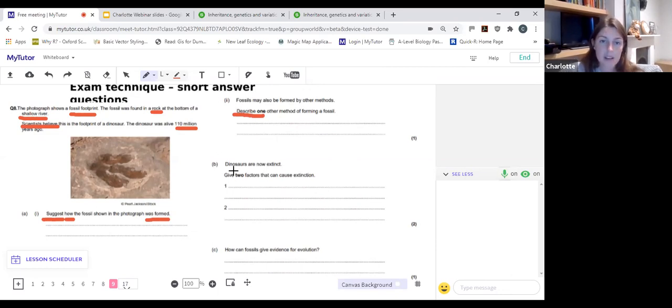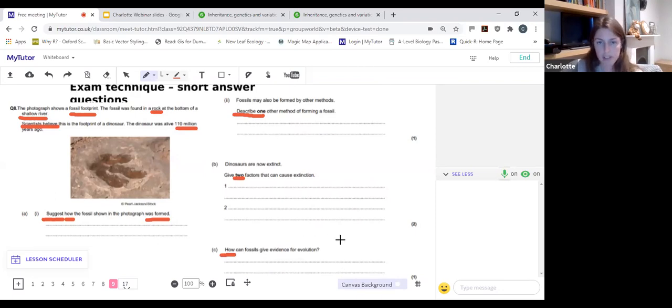And then part B, dinosaurs are now extinct. Give 2 factors that can cause extinction. And pay attention to these words because just occasionally here they've given you 2 numbers there. So 2 factors, they've given you a 1 and a 2. But they might not do that. And then you need to make sure that you mention 2 factors rather than just putting 1 down and misreading the question slide. And then a how question.